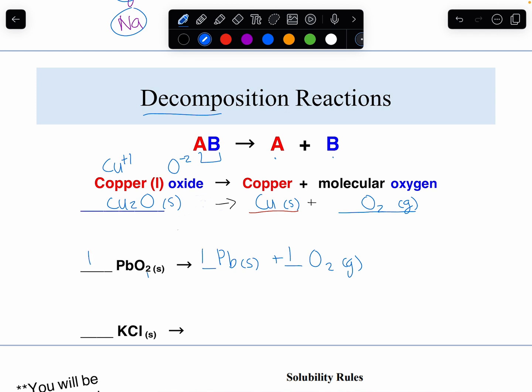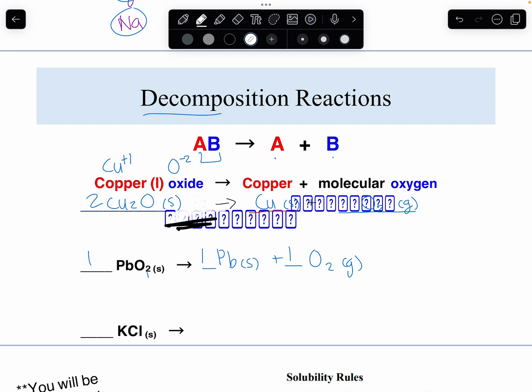So this one is actually all balanced for us. This one requires a 2 here. Actually, this will be a 2 here, and this would actually be a 4. Oh, sorry, there was some weird formatting on here. So just to reiterate what that would look like, it'd be 2Cu2O yields 4Cu solid plus O2. Okay?